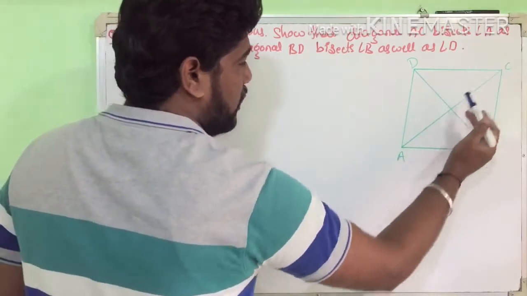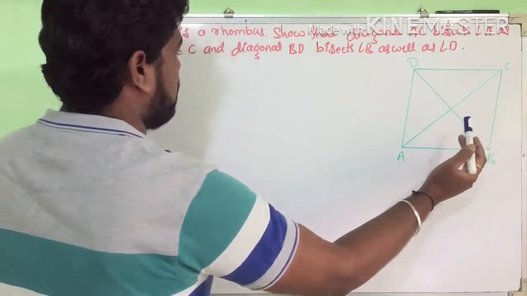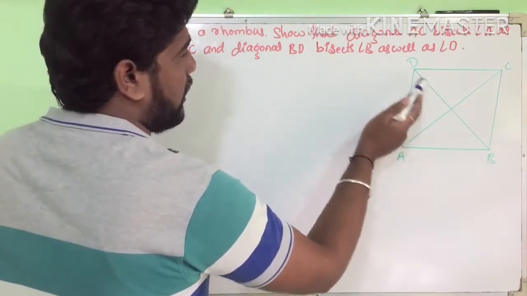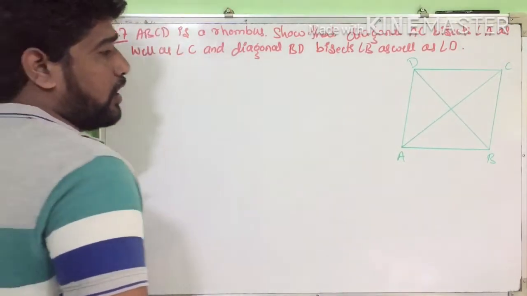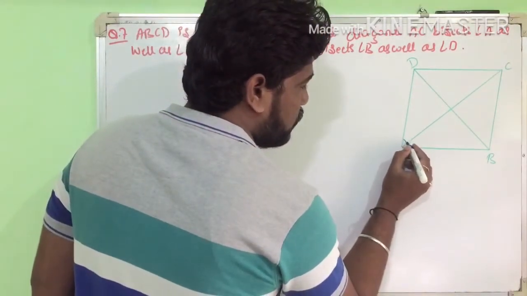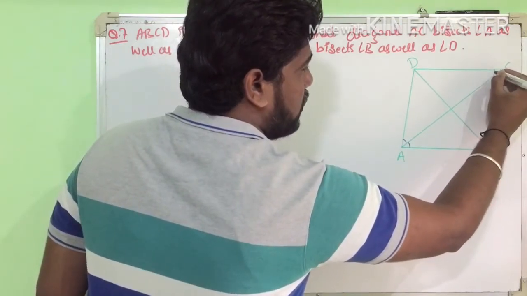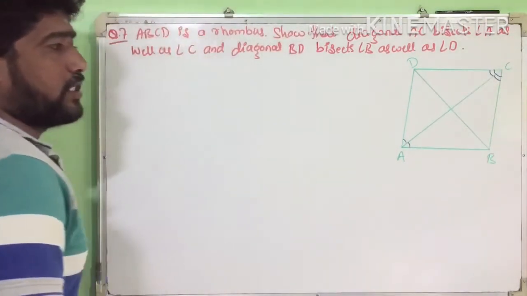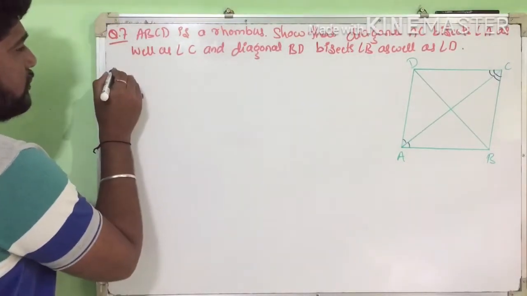So here the diagonal AC bisects angle A as well as angle C, and the diagonal BD bisects angle B as well as angle D. Here we want to show these two angles are equal, and here these two are equal. It means they bisect each other. Is it clear? So first write down given.